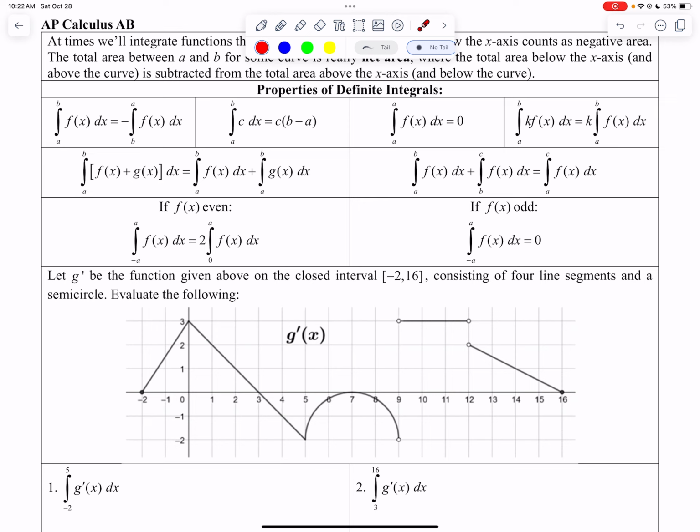If you have a constant, you could take that out up front. So you have the integral from a to b of c times f of x dx. You could add integrals. So if you have f of x and g of x, then you could split them up into two separate integrals. And then you could combine integrals into one. So if you have an integral from a to b and then the integral from b to c, that's going to give us the integral from a to c.